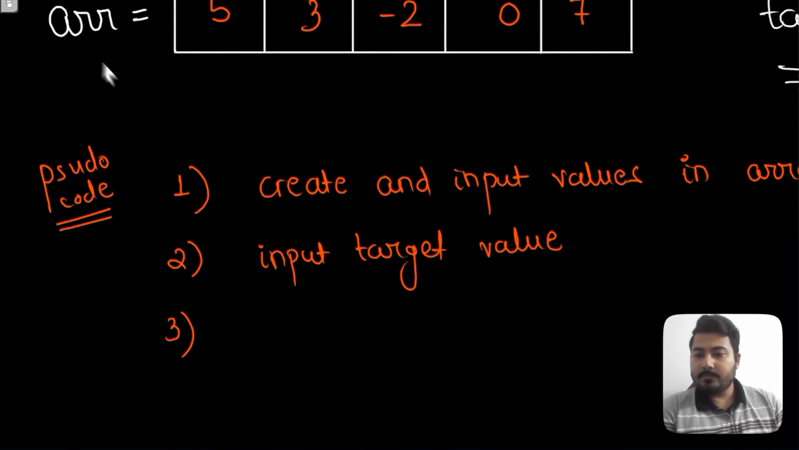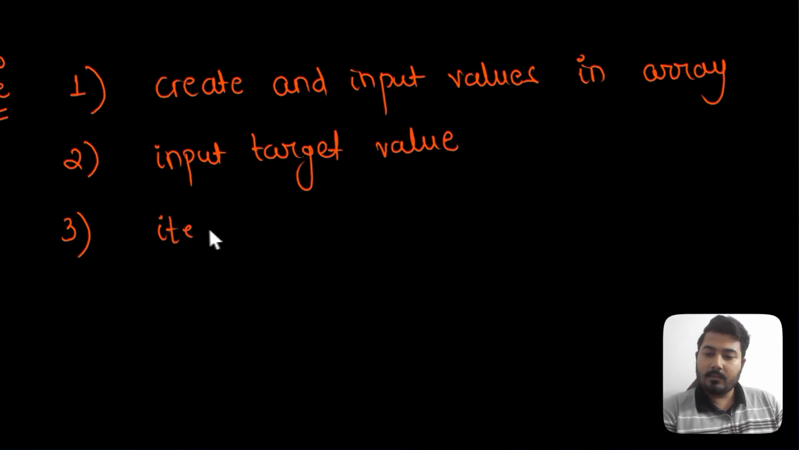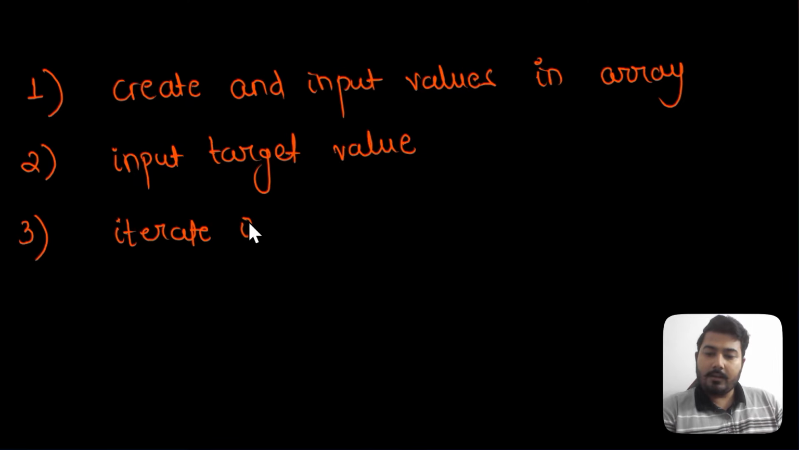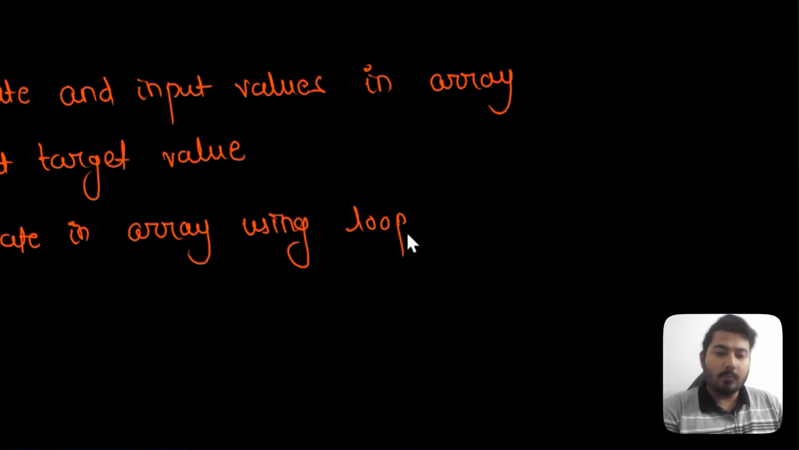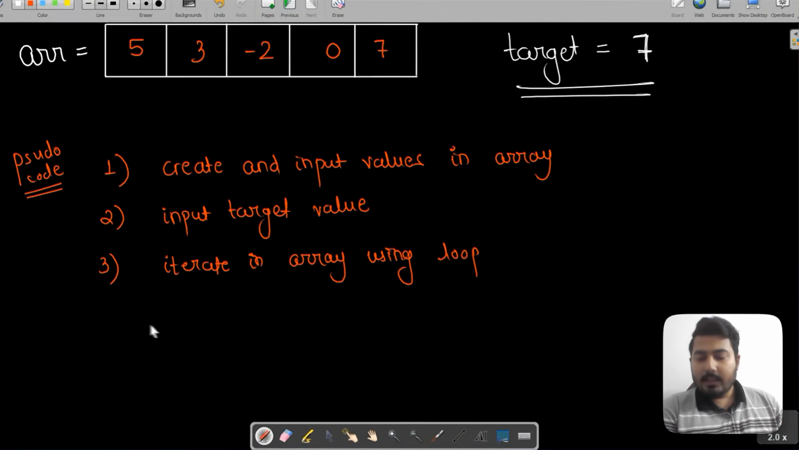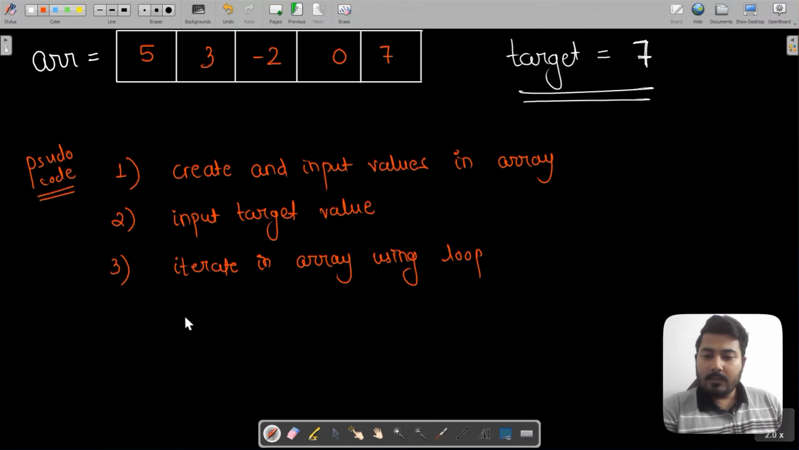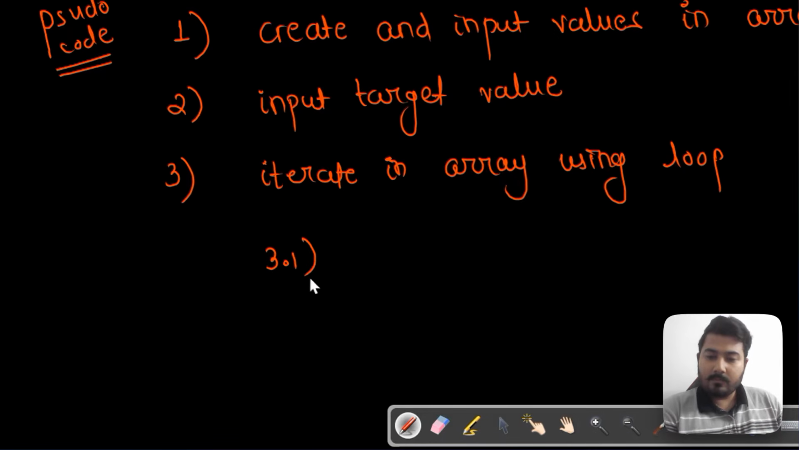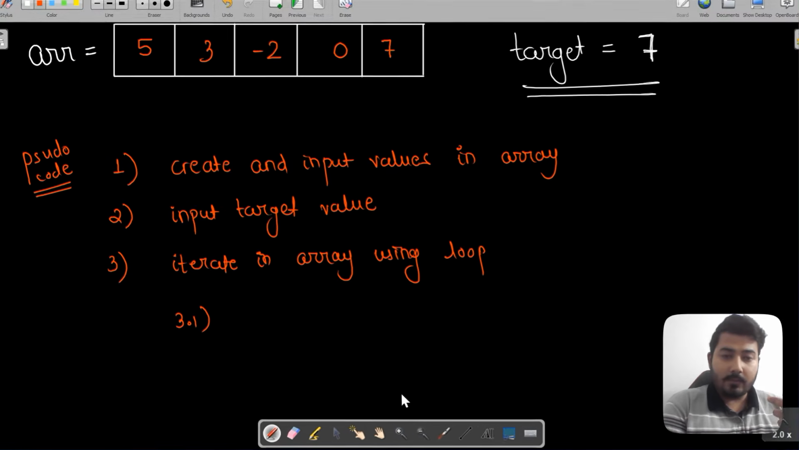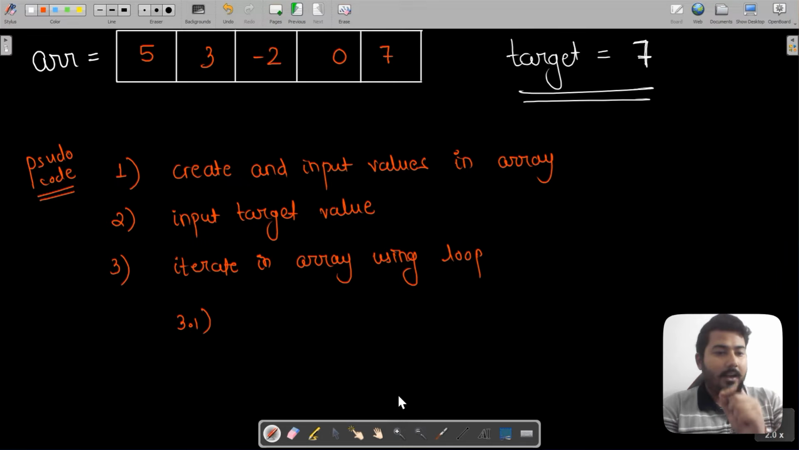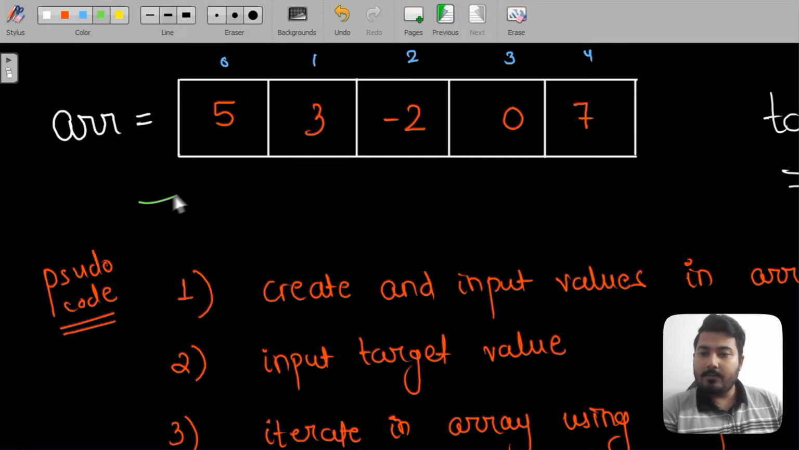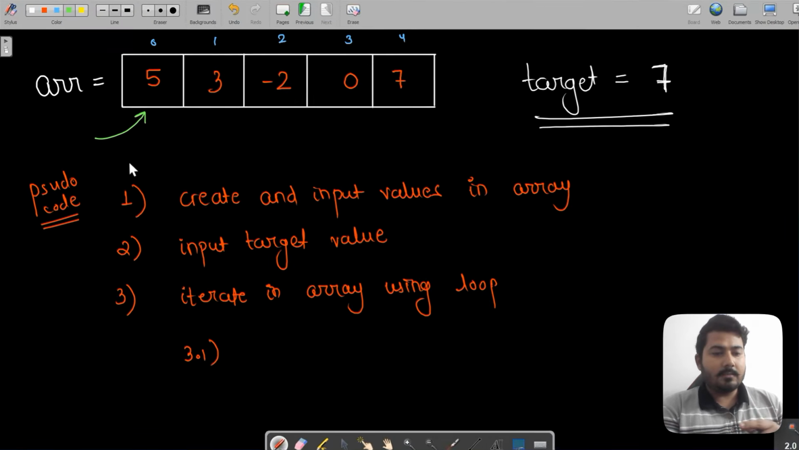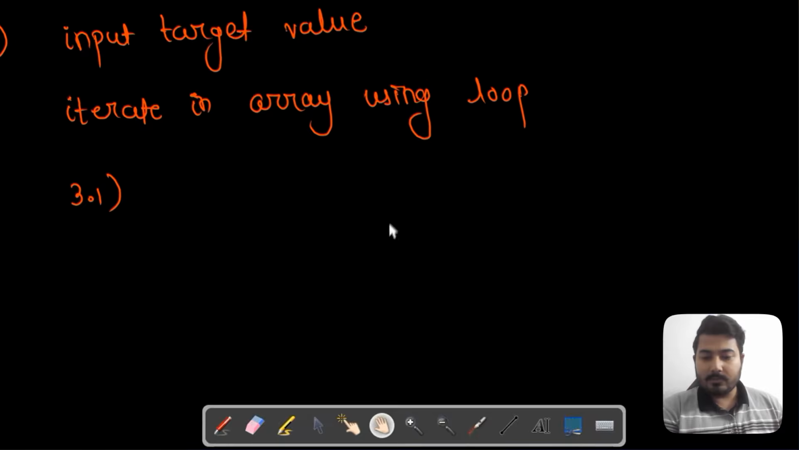What you will do is iterate in array using loops. Obviously, using the loop only, you will be able to iterate in an array. Inside this loop, what exactly are you going to do? Obviously, the very first step would be to check the current value which you are on. Let's just assume you are on the very first index. Is this value exactly equal to your target? So let's just write it down.